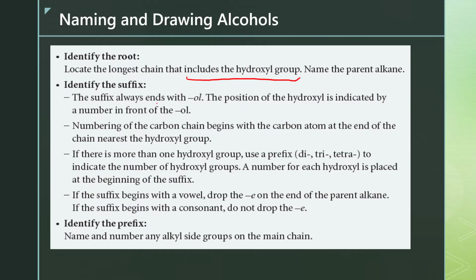Anyway, so now, identify the suffix. The suffix will always end with -ol, right? So "ol." That's how we can differentiate what an alcohol is. The position of the hydroxyl is indicated by a number in front of the -ol, right? We've done this before with alkenes and alkynes. Remember, we're looking for the double bond or the triple bond's location. Very similar to this as well. So the position of the hydroxyl is indicated by that.